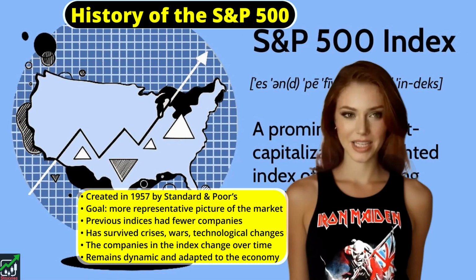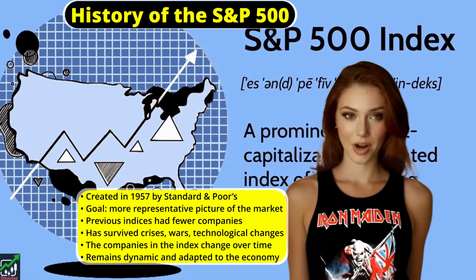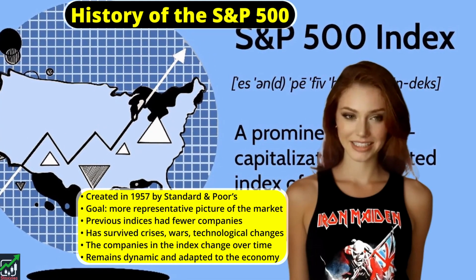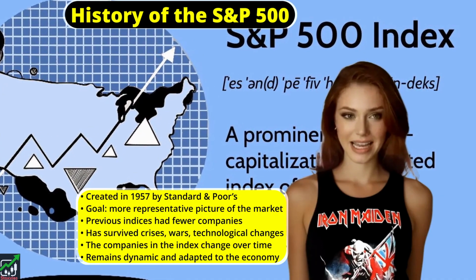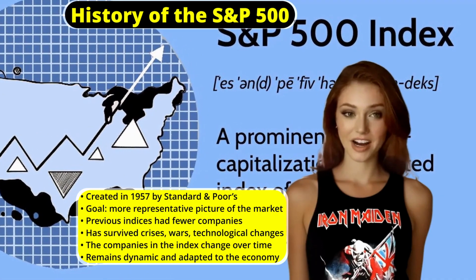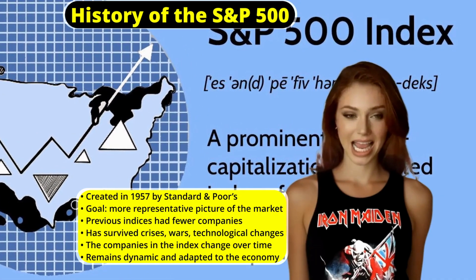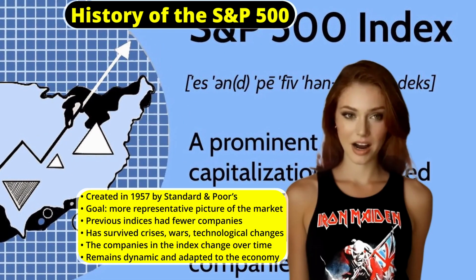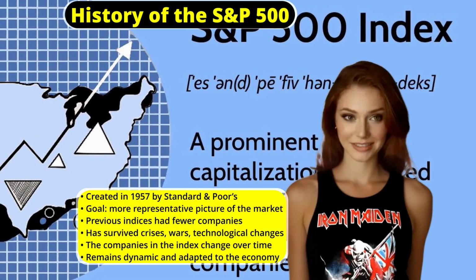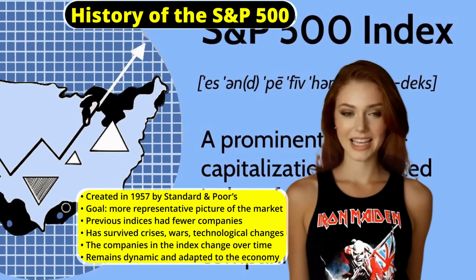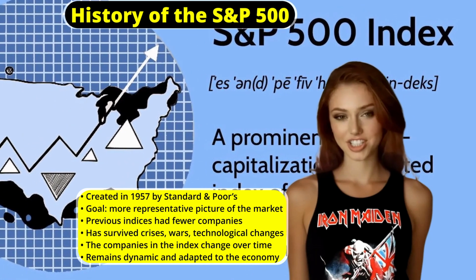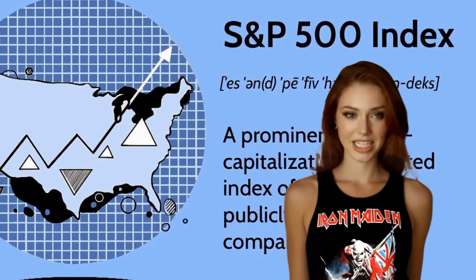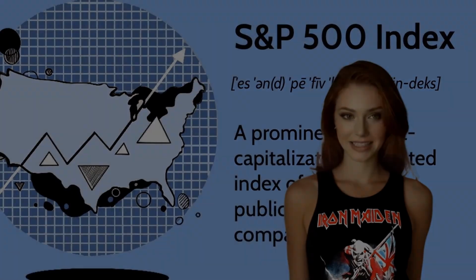Today, the S&P 500 is considered one of the most reliable and important indices in the world. Its long history, spanning over 65 years, allows investors to study the past and better understand how markets react to different conditions. For this reason, the S&P 500 is not just an index, but a piece of the economic history of the United States.